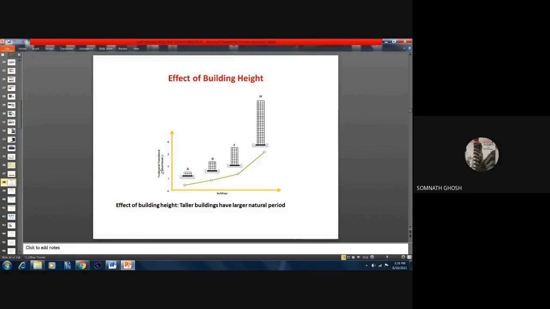Now you just see this is the kind of building, a small building, slightly taller. The slender building, very slender building. And naturally the time period will increase. More flexible. So this is the effect of building height. Obviously not building height, it is a slenderness issue. Same plan area, building height is increasing. That is what I have shown here.